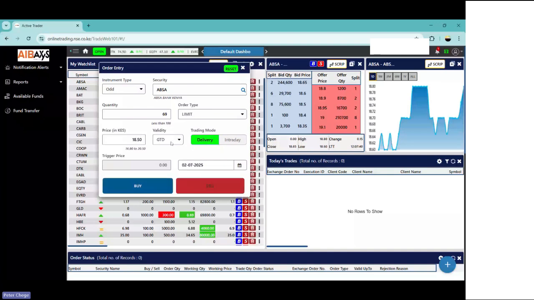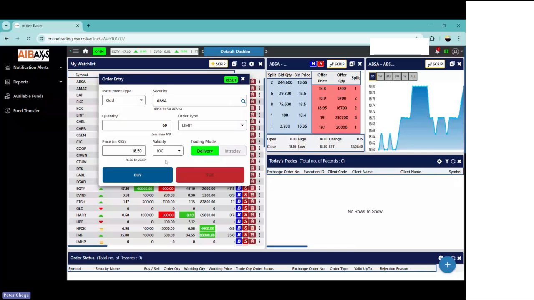Then there is an IOC, immediate or cancel. It means immediately you send your order. If it doesn't execute immediately, cancel my order. So that's what it means. Immediate or cancel. Execute my order immediately or cancel it.